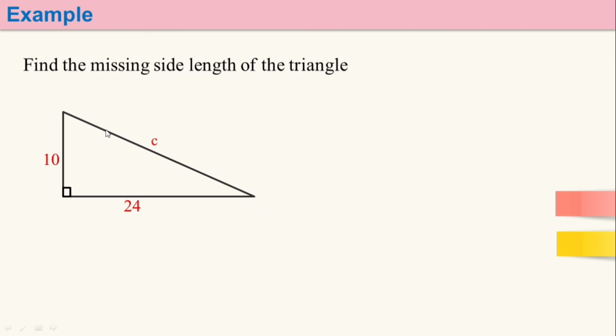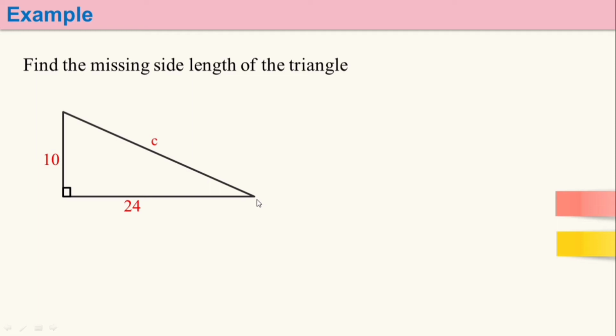I know that this side and this side are both your legs, your A and B, because they are touching the right angle. They are making up the right angle. So we're missing the hypotenuse, the longest side. So these can be A and B.